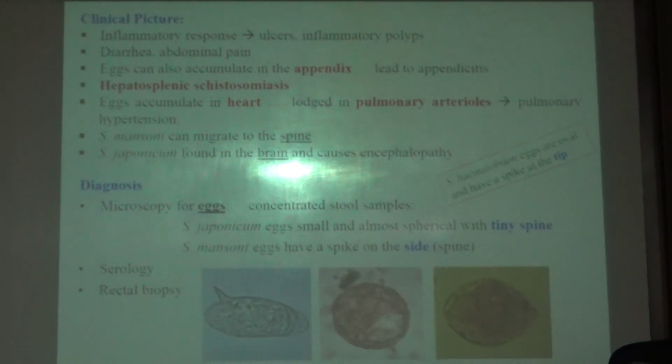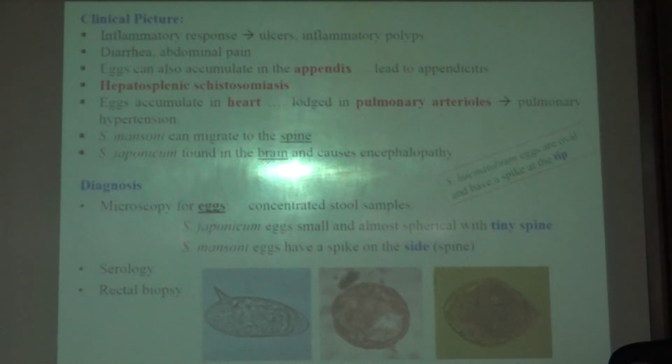The clinical condition is mainly due to inflammatory response. You can also see diarrhea and abdominal pain. The liver is affected and the spleen is also affected. You can see a case of hepatomegaly or splenomegaly due to this schistosomiasis, but it is not very common.